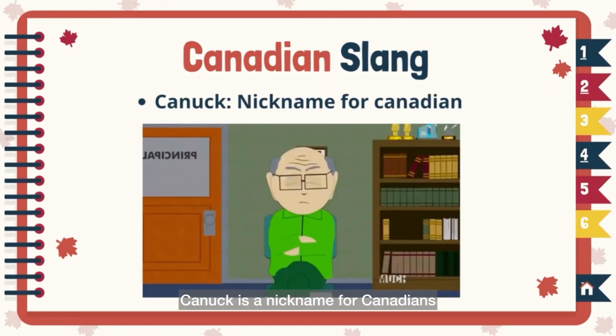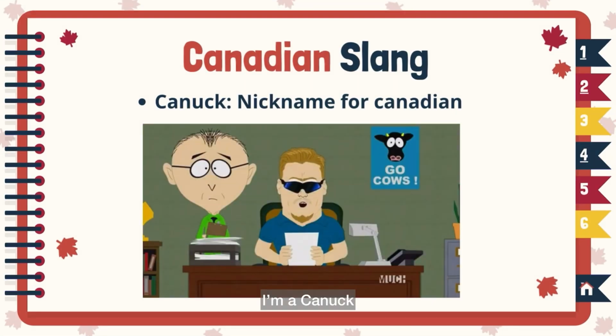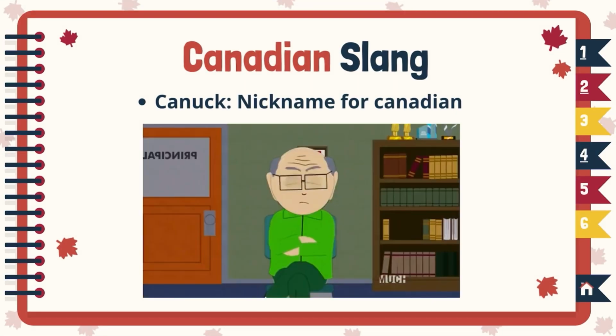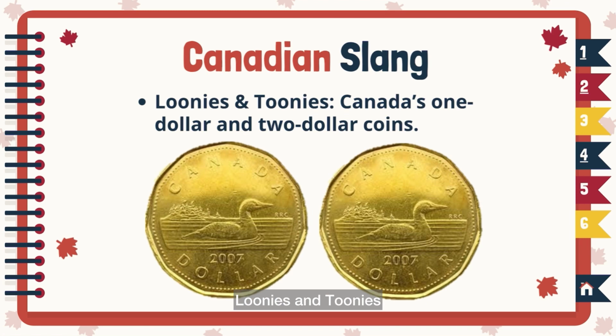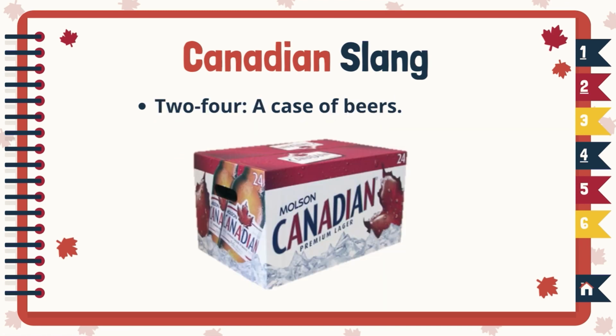Canuck. Canuck is a nickname for Canadians. When Canadians introduce themselves, they might say, I'm a Canuck. As a Canuck. Loonie and toonies. They are Canada's $1 and $2 coins. The reason why the $1 coin is called loonie is because there's a loon on it. If you have 2 loonies, then they will become a toonie.